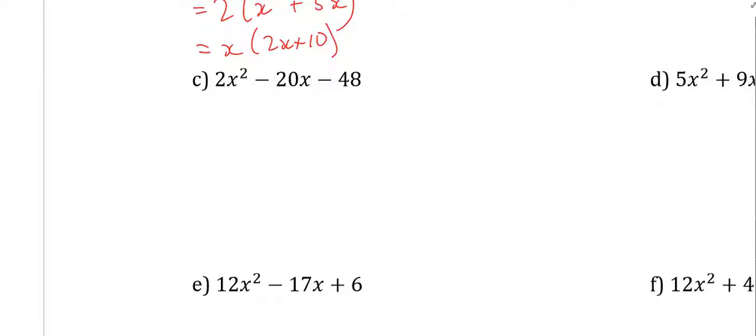Oh, and both ways will work. So you could do this as a complex trinomial, but if you notice the common factor, how did you notice a common factor? Yeah, two, they're all even. They're all multiples of 2. 2 goes into 20 and into 48. So we can do a common factor first.